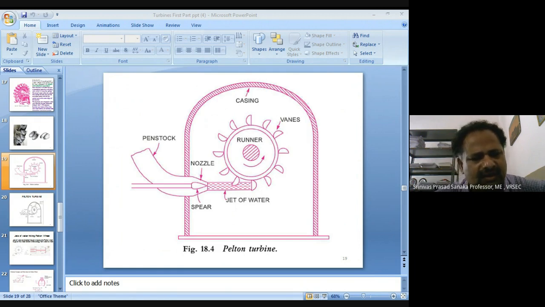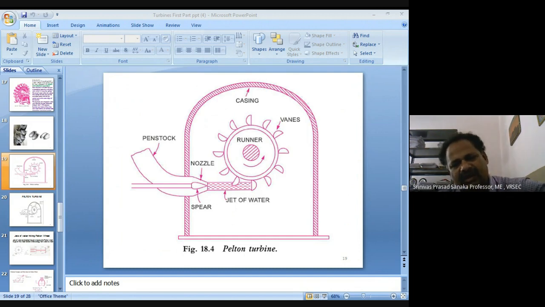There is a nozzle and spear arrangement in the location of the nozzle. This regulating mechanism is very much important to control the flow rate. What is meant by flow rate? That is the quantity of water supplied per second. This can be controlled by moving the spear in forward and backward direction.